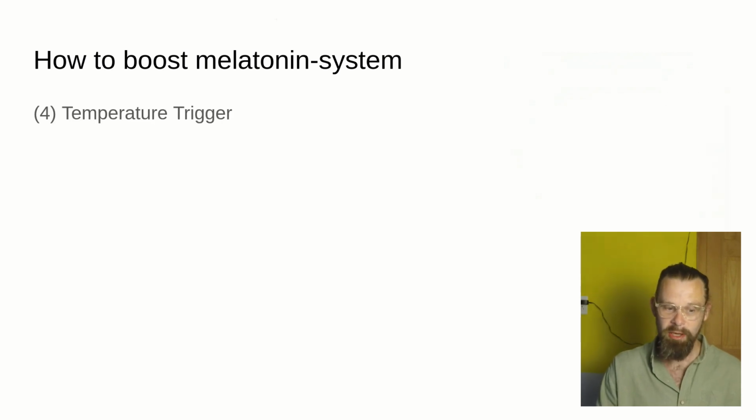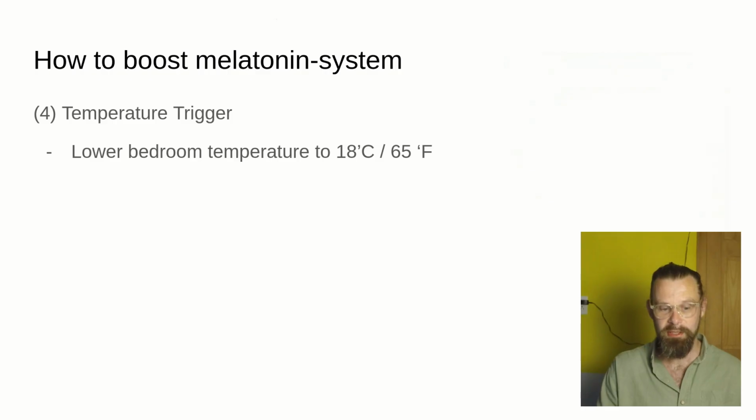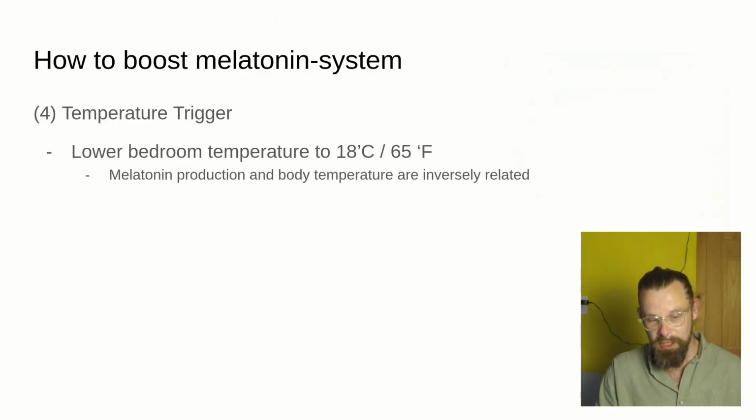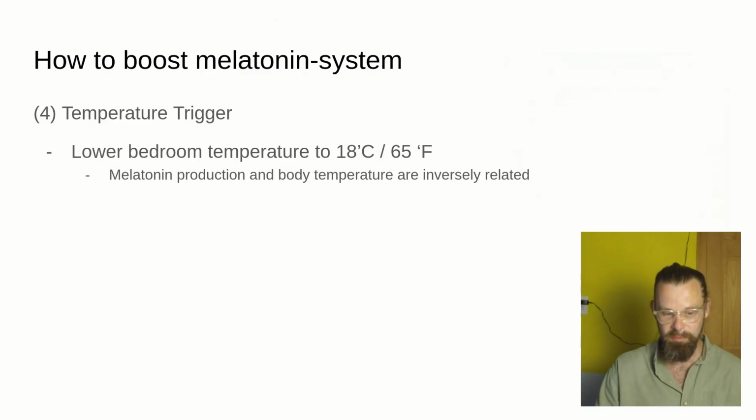Now, the fourth one, the temperature trigger. So basically lower the bedroom temperature to 18 degrees Celsius or 65 degrees Fahrenheit. And the reason here is that melatonin production and the room temperature, the body temperature, are inversely related. So if it's cooler, the production is going to be higher.